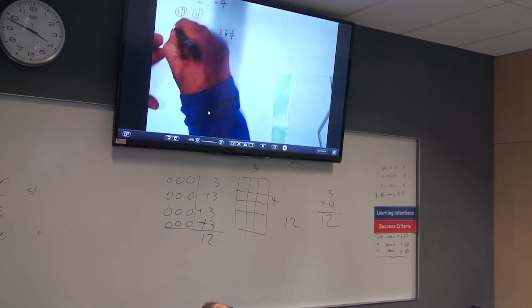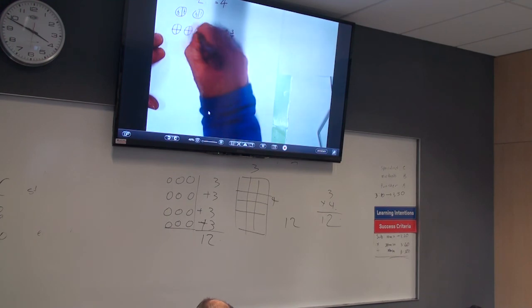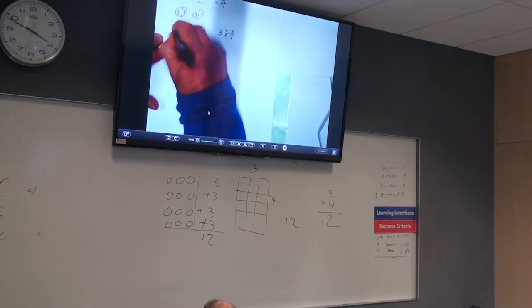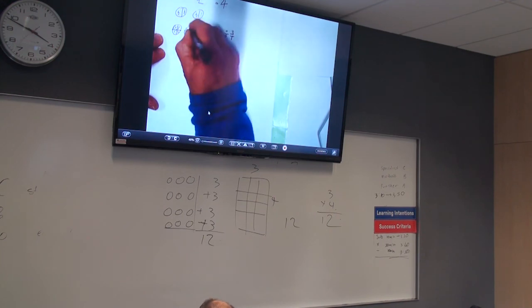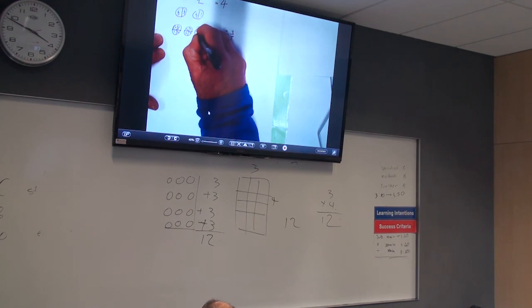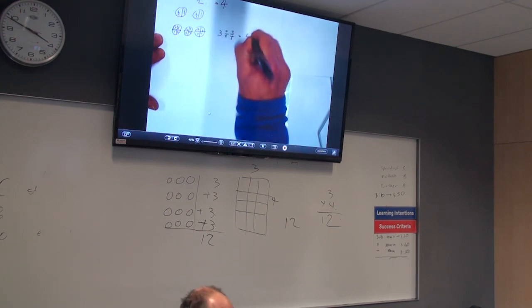So let's do this. 1, 1, 1. That's 1 share. 2, 2. That's the second share. 3, 3, 3. That's the 3rd share, and here's the 4th share. 4, 4, 4. There is equal to 4 shares in there.